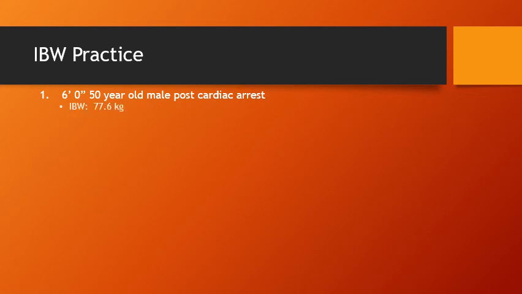So the ideal body weight for this patient is going to be 77.6 kilograms. And we got that by taking 2.3, this is an adult male, times inches over 5 feet. So this patient is 6 feet tall, so that's 12 inches over 5 feet. So 2.3 times 12 equals 27.6. Then we're going to add that to 50, giving us 77.6 kilograms.